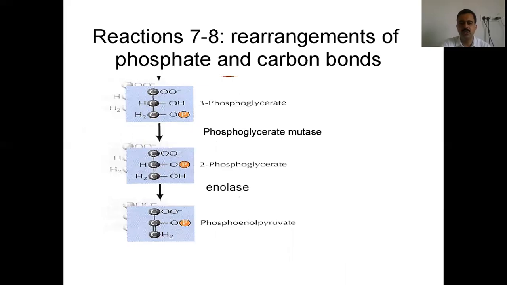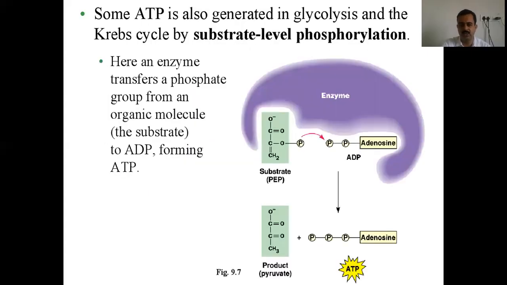Reaction 7 to 8, rearrangement of phosphates and carbons. 3-phosphoglycerate, with phosphoglycerate mutase, again the phosphate from the third position comes to the second position. 2-phosphoglycerate, the enzyme enolase catalyzes it, and ultimately phosphoenolpyruvate is generated, which is then funneled into the TCA cycle or glycolysis. See here, this is substrate level phosphorylation. You can see the enzyme; we already finished this part, and the product pyruvate is generated with the help of adenosine, and ATP molecules are formed.